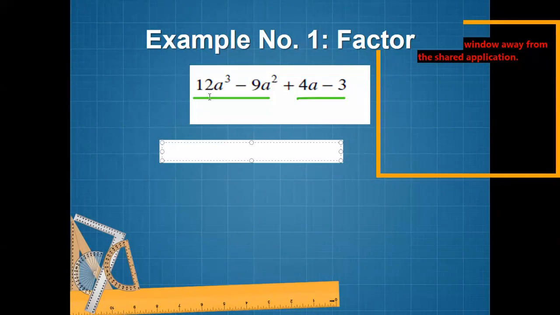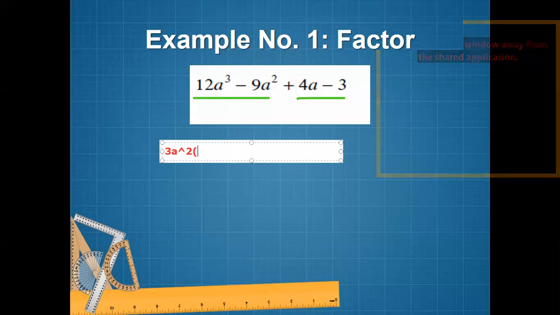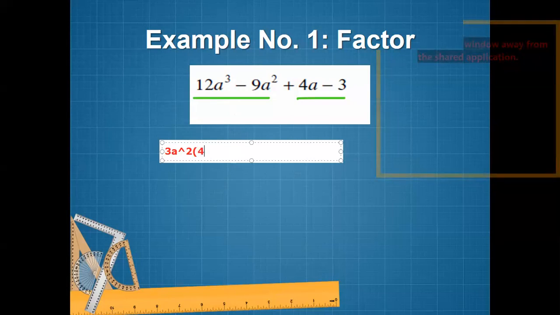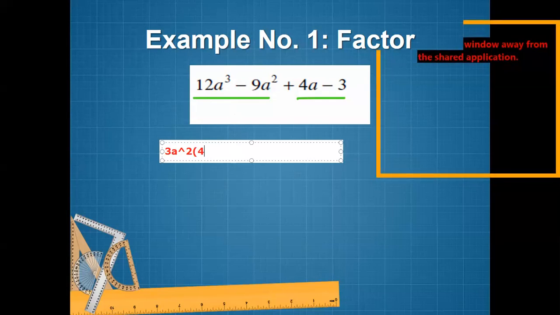The greatest common factor between the constants 12 and 9 is 3. Then the greatest common factor between a cubed and a squared is a squared, multiplied by 3a squared. The factor that we multiply to 3 to become 12 is 4. The factor that we multiply to a squared to become a cubed is a, minus the factor that we multiply to 3a squared to become 9a squared, which is 3.